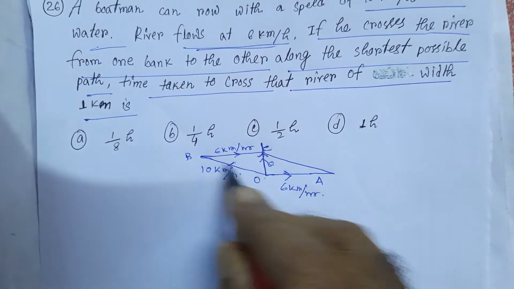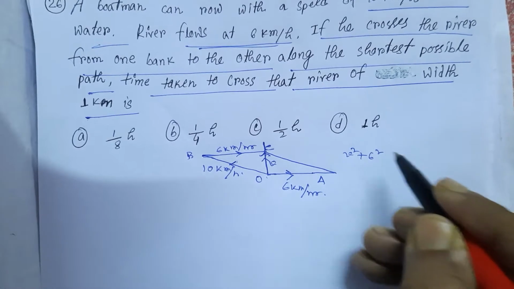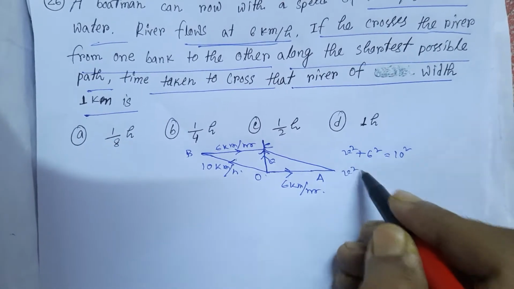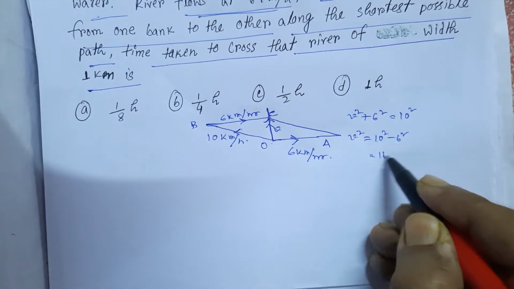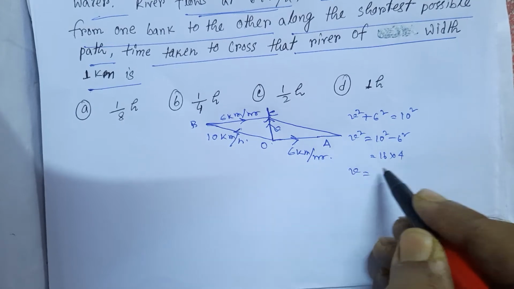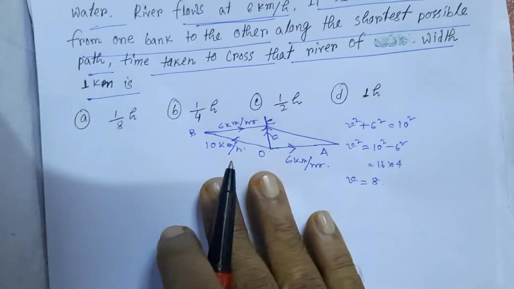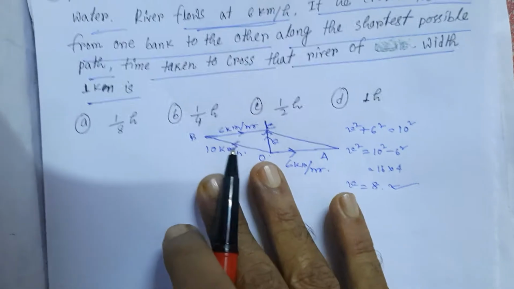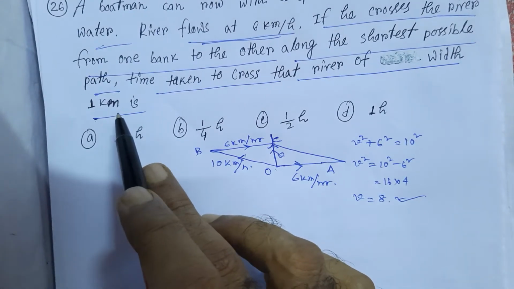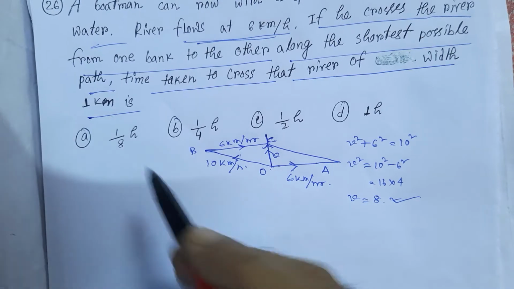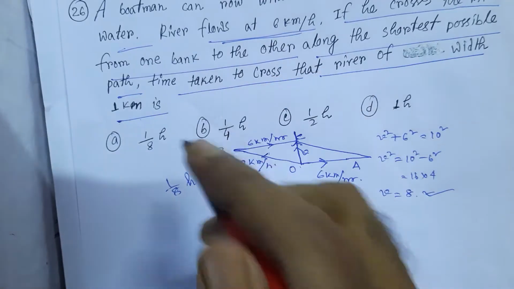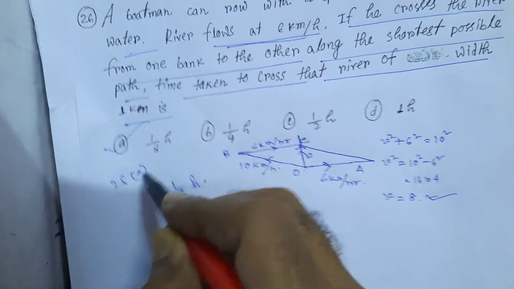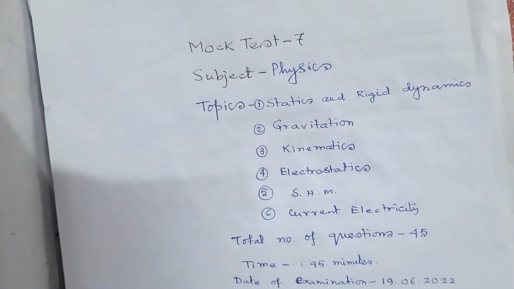Then from the property of right angle triangle, V square plus 6 square equals 10 square. So V square equals 10 square minus 6 square. That is 10 plus 6, 16, into 4. So V equals root over 16 into 4, that is 8. The velocity is 8 km per hour. So it will take 1 by 8 hour to row a distance of 1 km. So our correct answer to the question number 26 is A. Now let us take the question number 27.